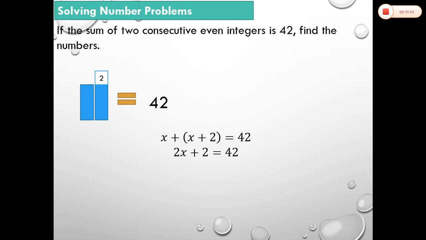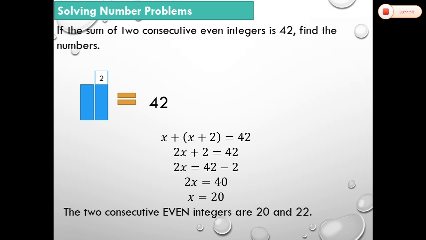2x plus 2 is 42. 2x is 42 minus 2. 2x is 40. x is equal to 20. The two consecutive even integers are 20 and 22.